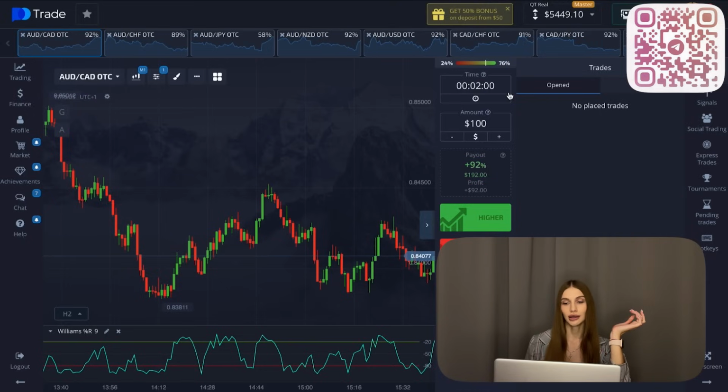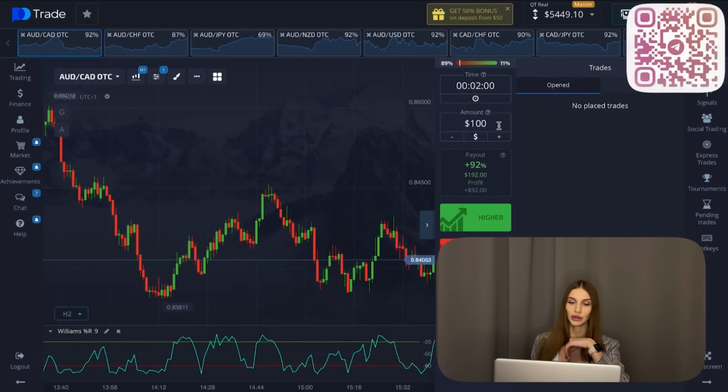You set the deal amount from 1 to 10% of your deposit. I don't recommend putting up more than 10% because it's too risky. And for a few unsuccessful trades, you risk losing your entire deposit.